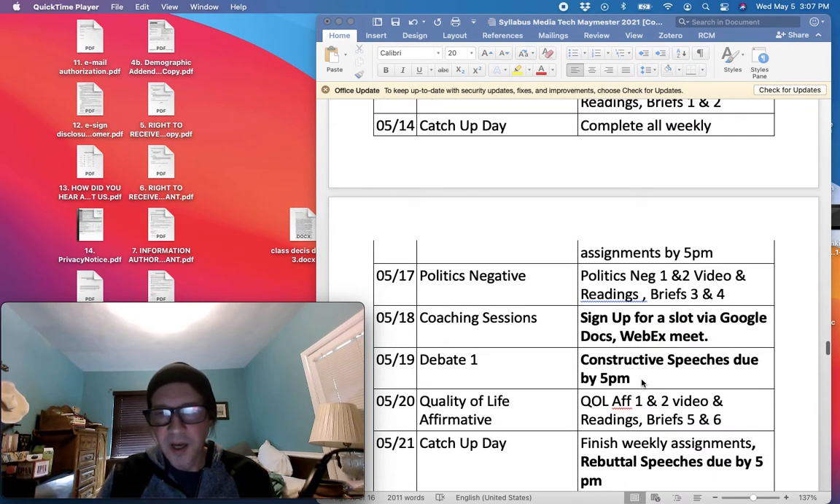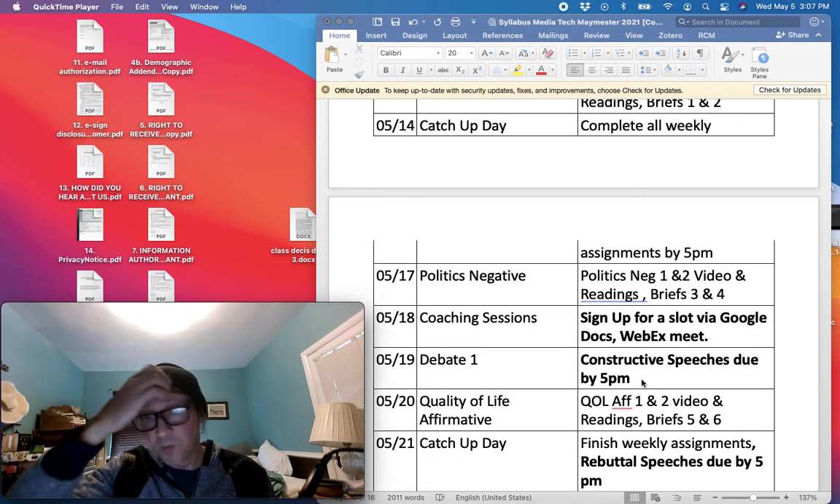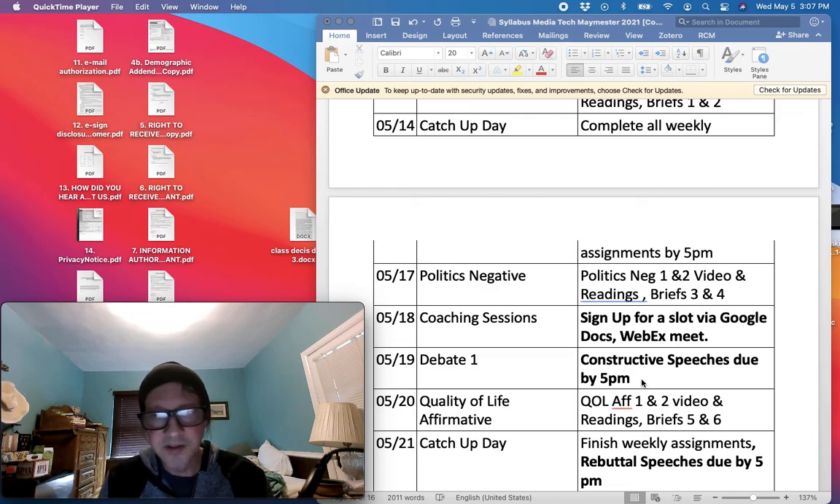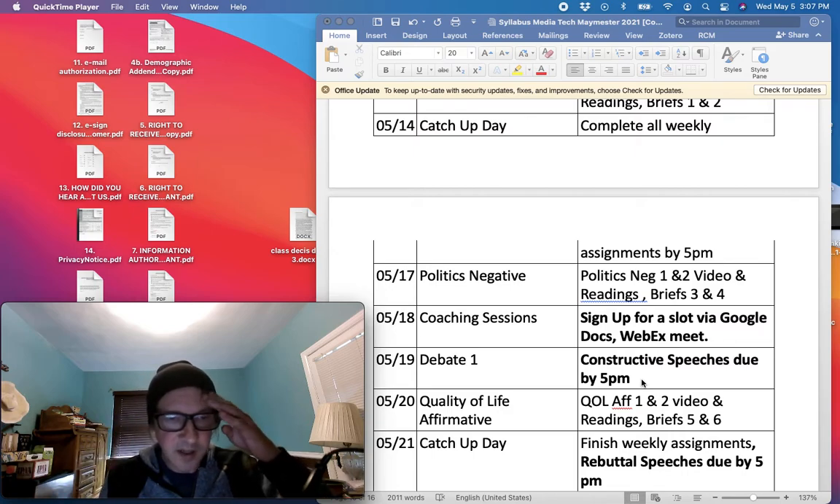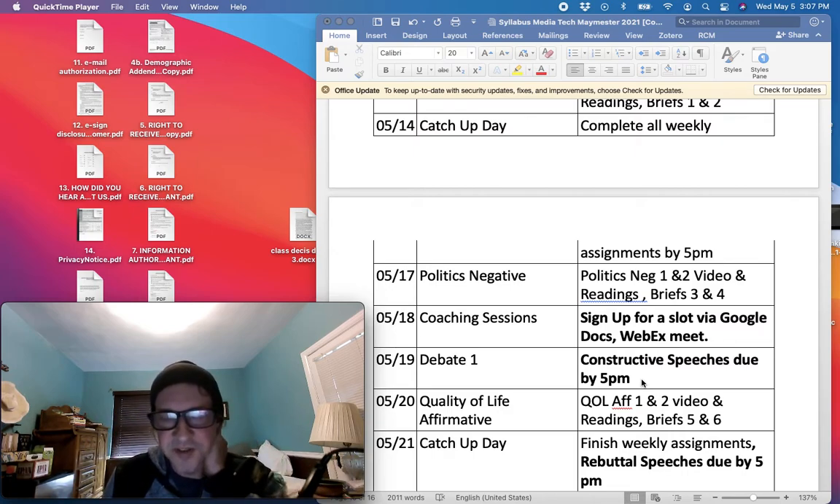Week 2, we'll do Politics Neg 1 and 2 video and readings, and the 2 briefs that go with those, briefs 3 and 4. And then on Tuesday, we'll have those coaching sessions. So again, come with your arguments ready, what your main advantages or disadvantages you're going to argue will be, and we can brainstorm those and talk about the good briefs that we have and the good arguments that you can make.